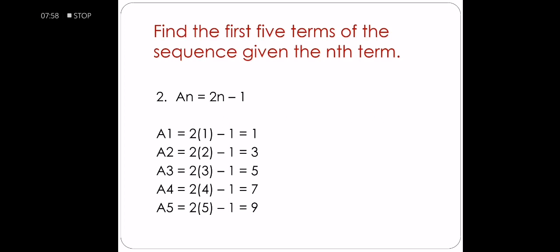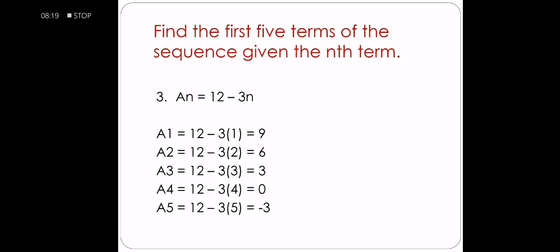A sub 3 is 2 times 3 minus 1 equals 5. A sub 4 equals 2 times 4 minus 1 equals 7. And a sub 5 is equal to 2 times 5 minus 1 equals 9. So, yung first 5 terms ng ating number 2 ay 1, 3, 5, 7, and 9. Next, we have the a sub n equals 12 minus 3n.